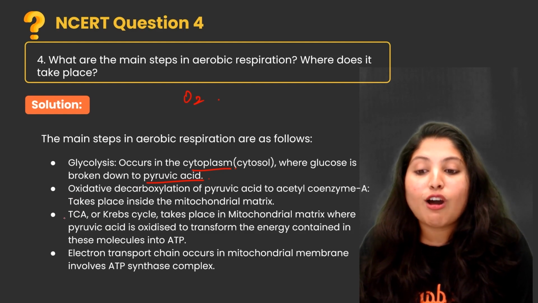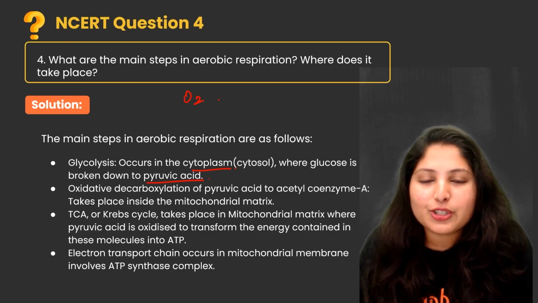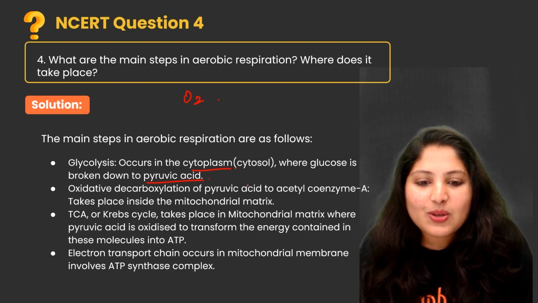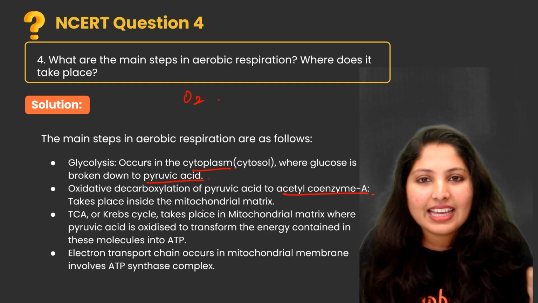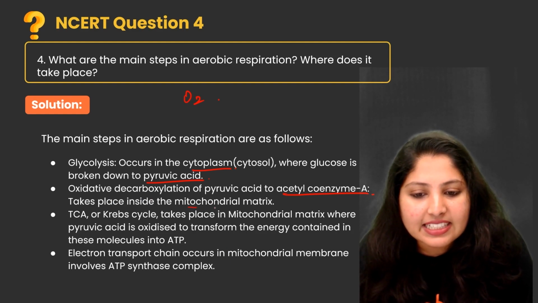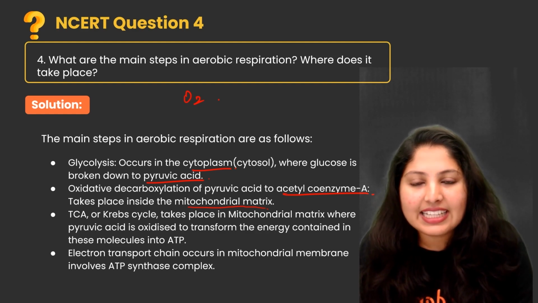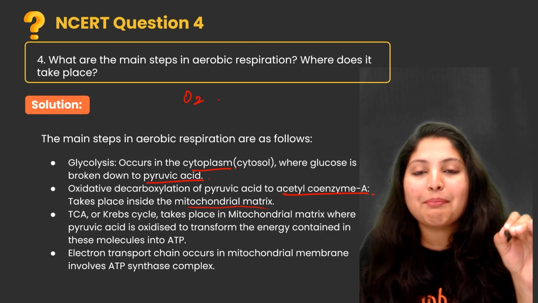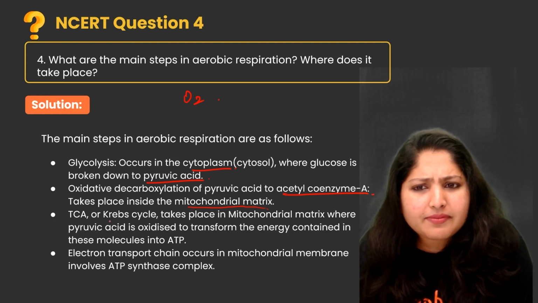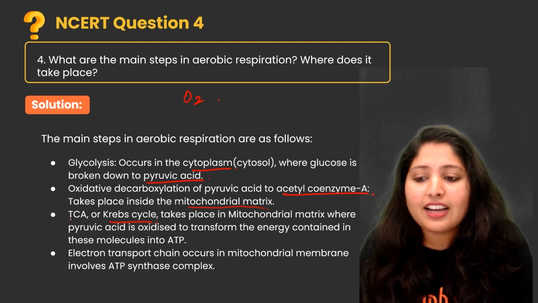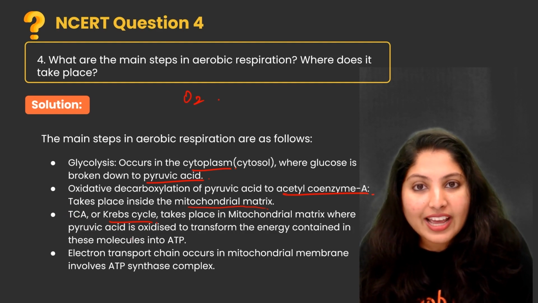The second step is oxidative decarboxylation. This pyruvic acid is converting into acetyl-CoA. This step occurs in the mitochondrial matrix, inside the inner membrane, that is called the matrix. After that is the Krebs cycle. This is also known as the tricarboxylic acid cycle, or citric acid cycle.